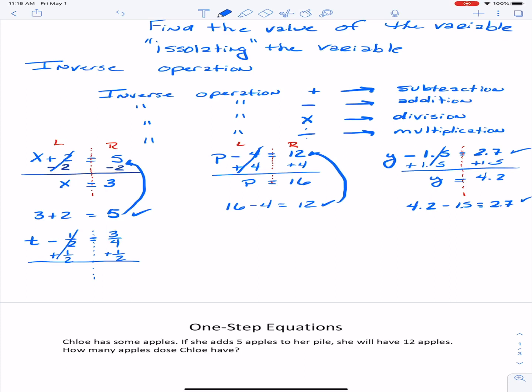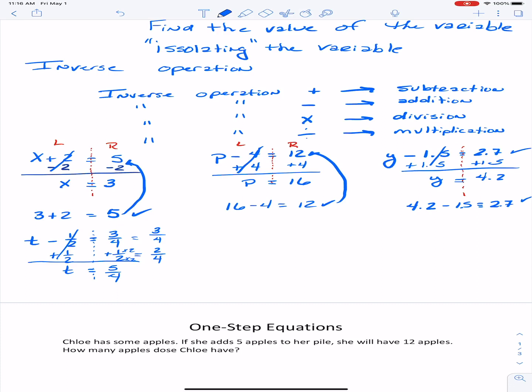So 1/2 minus 1/2 gives me 0. I have t equals. Now, I cannot add fractions that do not have like denominators, so I need to find my common denominator. In this case, it happens to be 4. For 3/4, that's already 4. For 1/2, I multiply 2 by 2 to get 4, so I need to multiply my numerator by 2, and I get 2/4. And because I'm adding, 2/4 plus 3/4 gives me 5/4. Okay? So there is my answer.